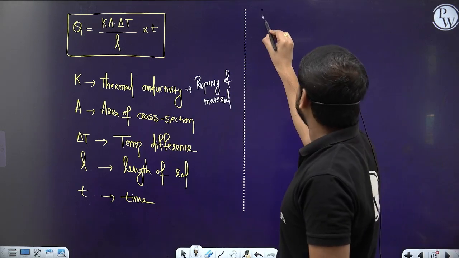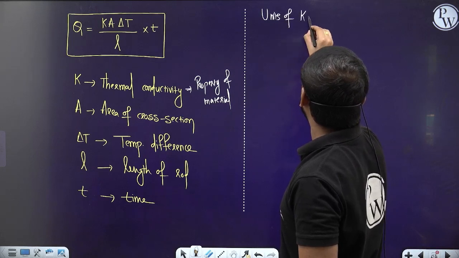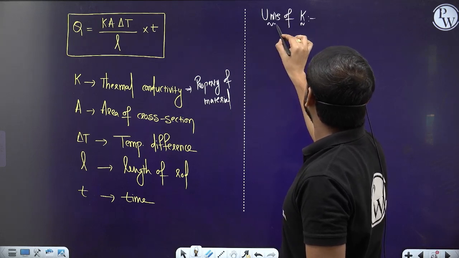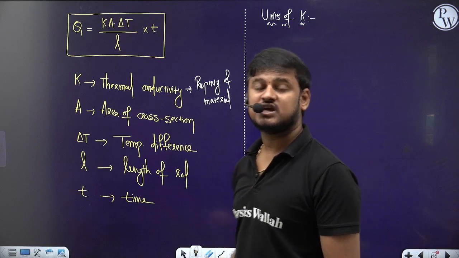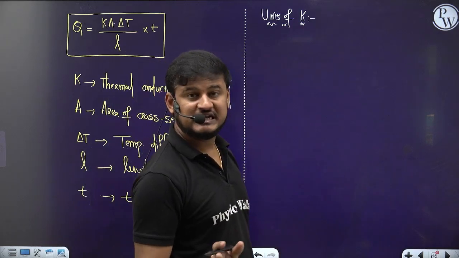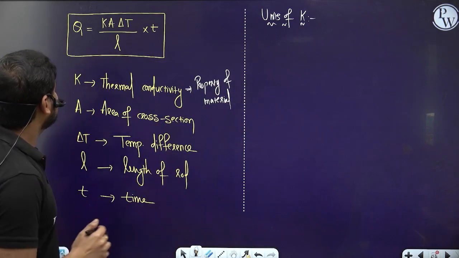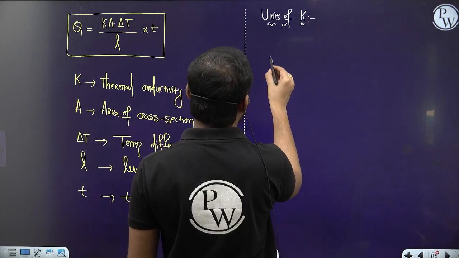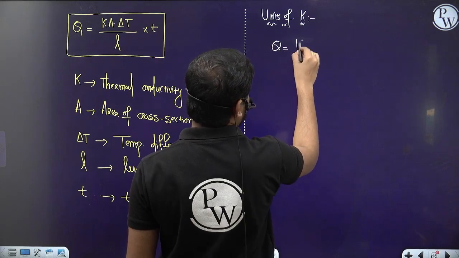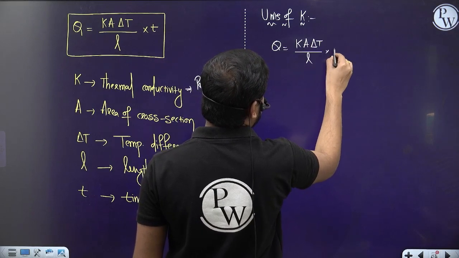Then what are the units of K, sir? Let's find what the units of the thermal conductivity K are. This is important, as the question can be directly picked from here. In 2019 NEET, they asked a question based on the direct units of K. So let me first write the formula for K: Q equals K A delta T by L into the time taken.